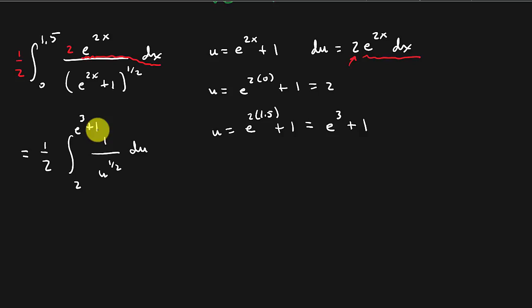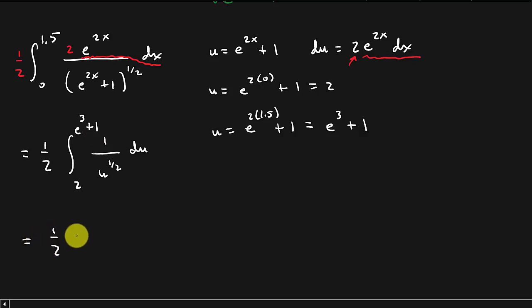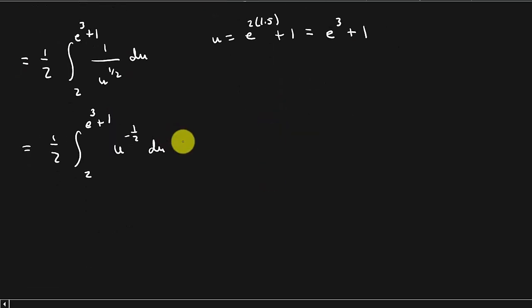All right. And so this is going to be 1/2 times the integral from 2 to e cubed plus 1 of u to the negative 1/2 du. All right, so we're going to take the u to the 1/2 and move it up into the numerator. And so this is going to give us 1/2 u to the 1/2, right? Add 1 to the exponent and then multiply by the reciprocal of the new exponent. And that's from 2 to e cubed plus 1.